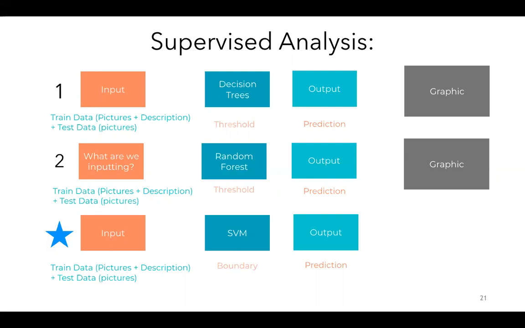SVM we learned, and LDA we learned, where SVM is based on a decision boundary. Based on the decision boundary, it does the prediction. All these examples are examples of supervised analysis, where we do predictive analysis based on train and test data sets.